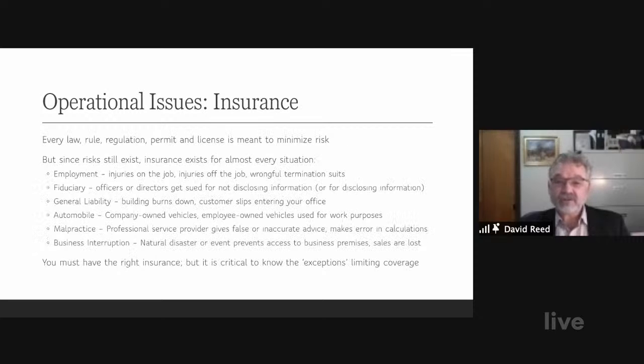Insurance is a huge issue because every risk that exists generally has a law trying to minimize that risk, but risk still does exist, and you still may find yourself as an employer being exposed to liabilities. So you want to have insurance for employment, for fiduciary obligations, for general liability, for automobile, malpractice, business interruption. You must have the right insurance, absolutely. But it's even more important to know what the exceptions and exclusions are that limit the insurance.